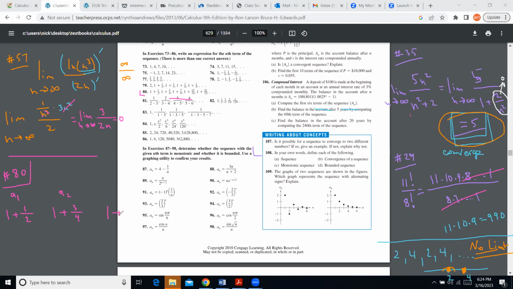Since I have 8 here, and that's a 7, we're dealing with powers of 2, right? So it's like 2 to the power of 1. This is 2 squared, and this is 2 cubed. And then what's on the top is going to be 1 less. So that's 2 cubed minus 1, and this is going to be 2 squared minus 1. So it looks like I have an idea of the nth term.